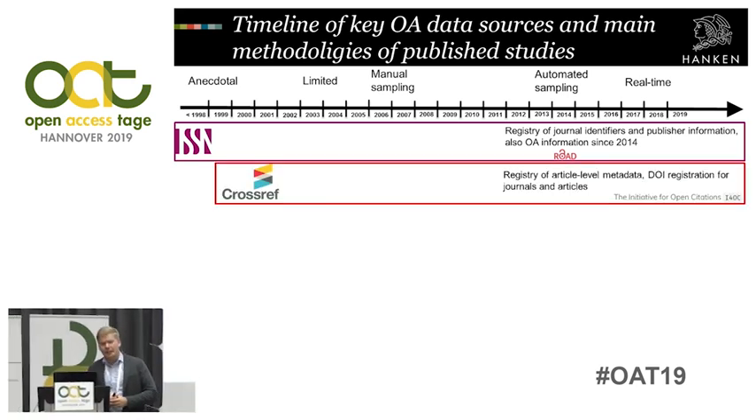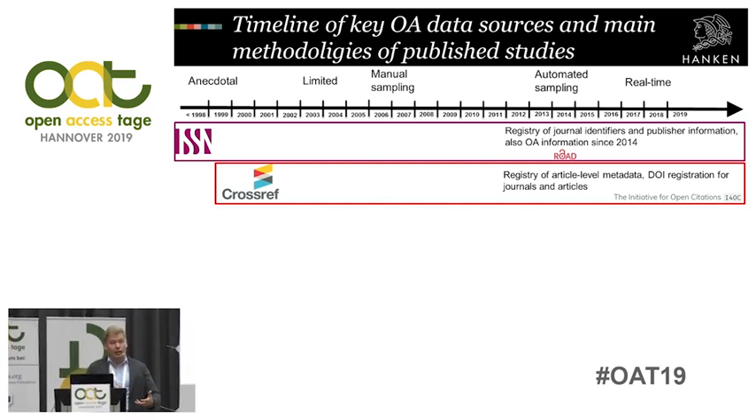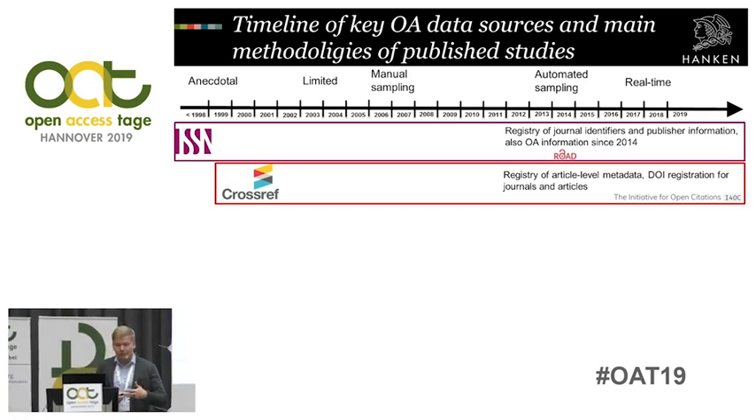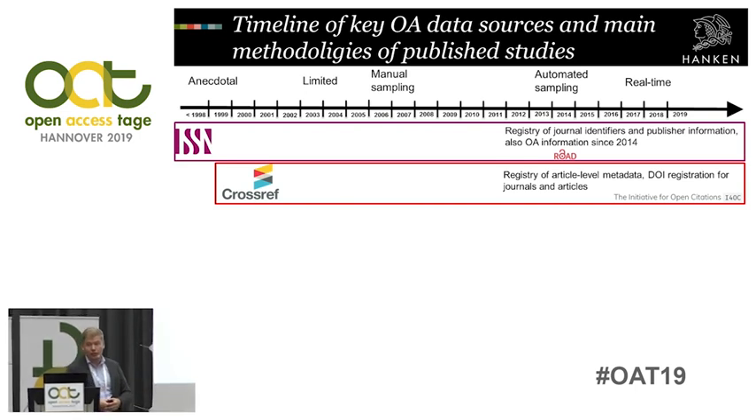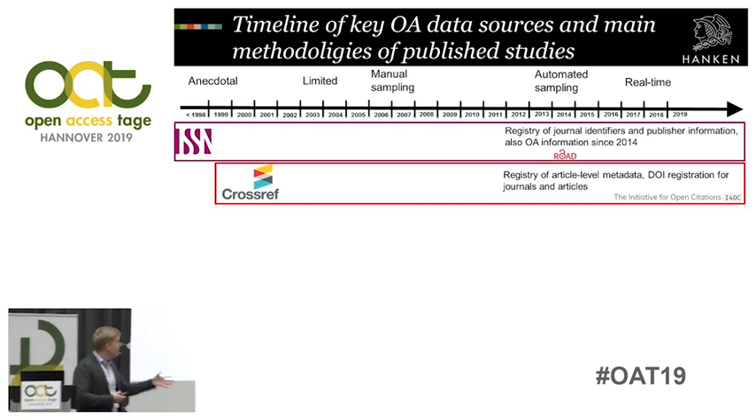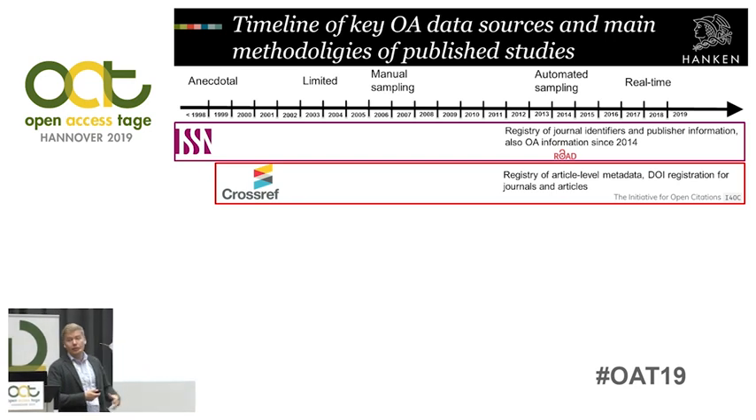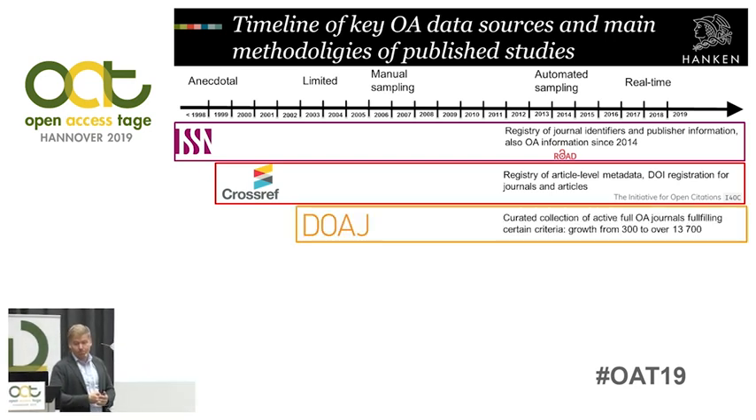Then in the late 90s, Crossref was founded and started with the DOI identifier, which is now the de facto way of having persistent identifiers to content. And it's also a key, as we'll see, to real-time open access measurement.